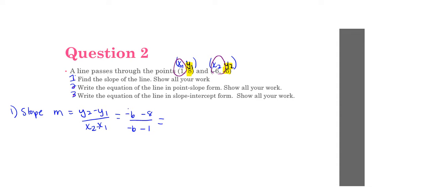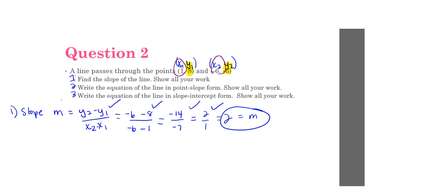So then I'm going to simplify my numerator and my denominator. So -6 minus 8 gives me -14. And then in the denominator, -6 minus 1 gives me -7. When I simplify -14 over -7, I get a positive 2, or 2 over 1. Okay, so my slope, or my m, is just 2. So that's for that first part. I showed all my work, I showed the formula, I showed everything inside the formula, and then I showed the steps until I got to my final answer. So that's kind of what I'm looking for there.